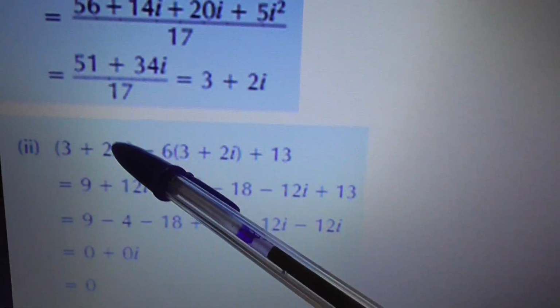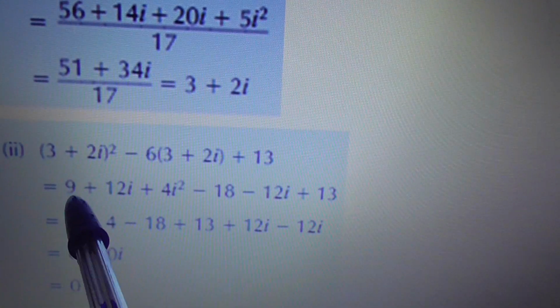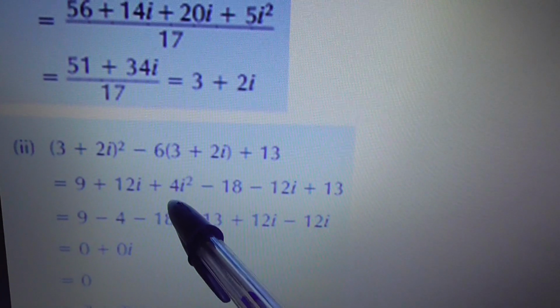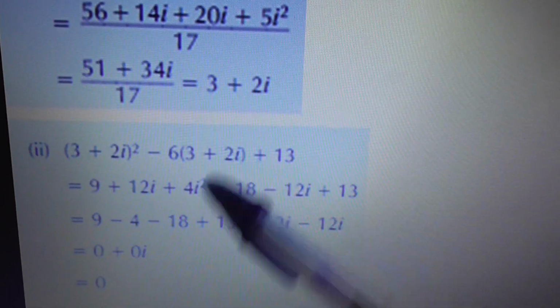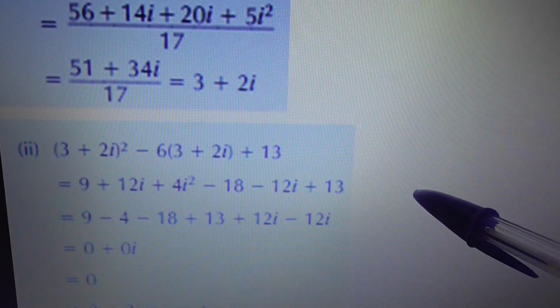So you need to square out the bracket. So it's the bracket by the bracket, and when you do that, you end up with 9 plus 12i plus 4i squared. Then you're multiplying minus 6 into that bracket, and you get minus 18 minus 12i, and then bring down your plus 13, all equal to 0.